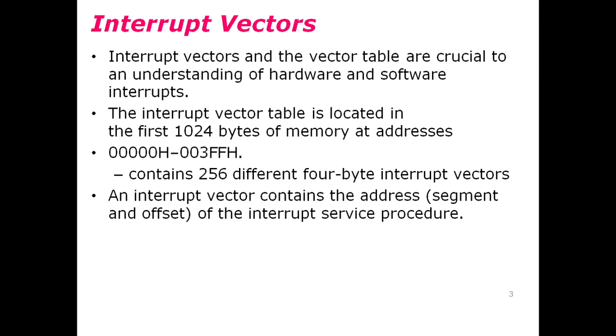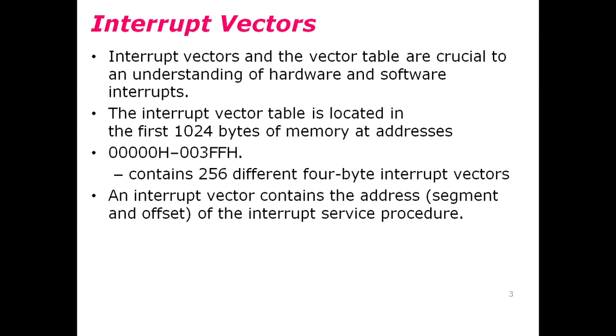The interrupt vector table is located in the first 1 kilobyte, or 1024 bytes, of memory. It covers addresses starting from the first 20-bit address, 00000H, till 003FFH. So this makes 1024 total bytes of memory. So the interrupt vector table is defined in this first 1 kilobyte of memory.